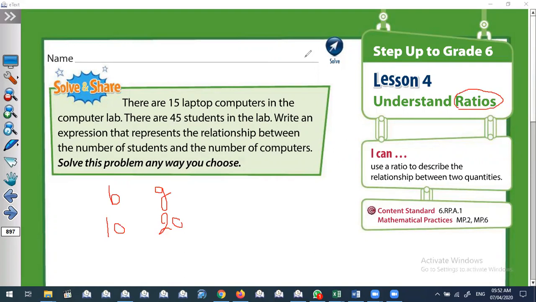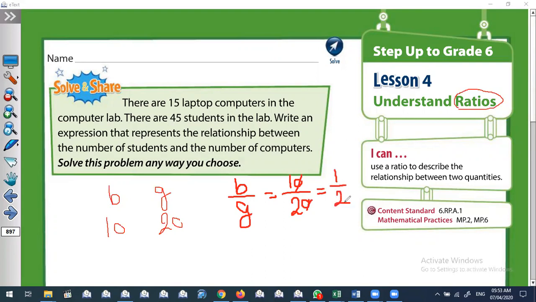Someone can say that we are going to find boys over girls. Boys over girls. So it will be 10 over 20. Simplify, cancel 10 with 10. So it will be 1 over 2. No problem.